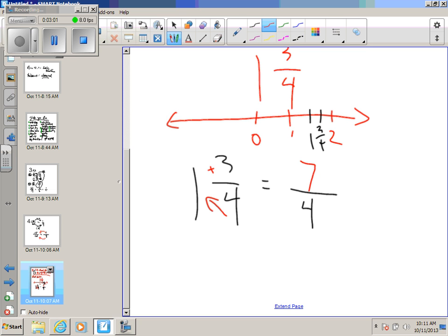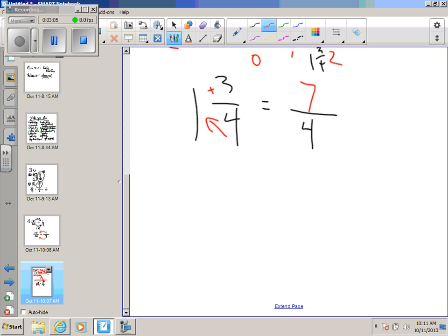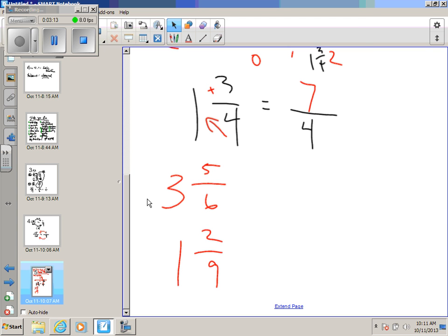Okay, very good. So try a couple here. I'll give you a couple of examples. This should not take us too long. Go for it. 3 and 5/6, 1 and 2/9.